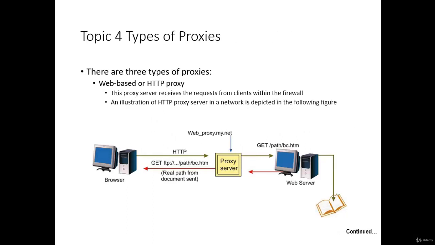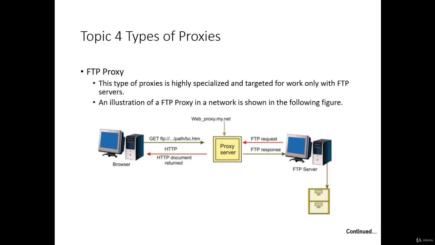Types of proxies. There are three types of proxies. Web-based or HTTP proxy: this proxy server receives the request from a client within the firewall. An illustration of an HTTP proxy server in a network is depicted in the following figure. FTP proxy: this type of proxy is highly specialized and targeted to work only with an FTP server. An illustration of an FTP proxy in a network is shown in the following figure.